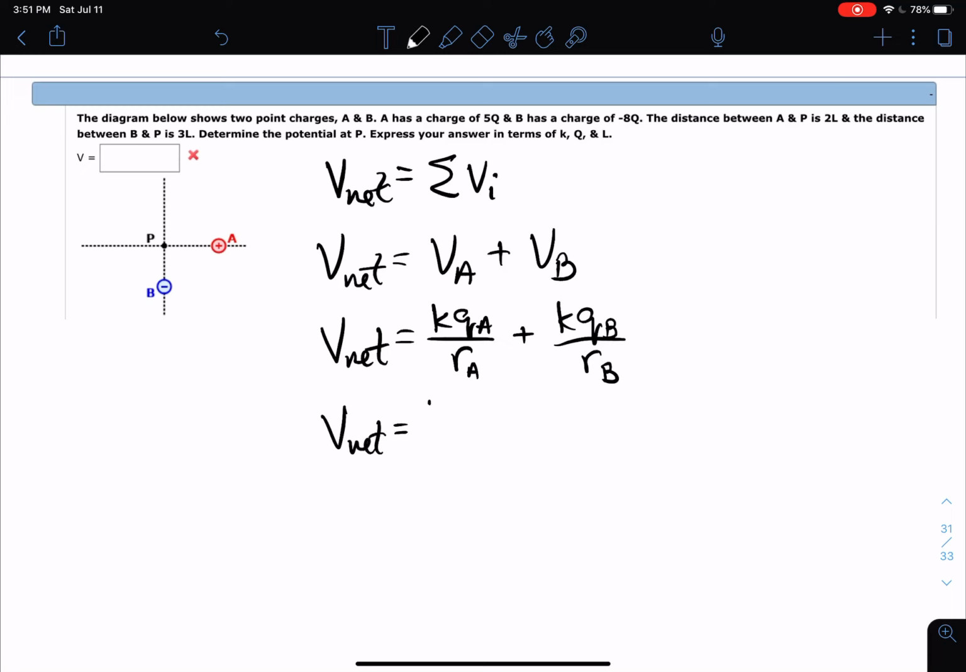Now I put in what I know. I know that the charge of particle A is 5Q, and I know that the distance from A to P is 2L. And I know that the charge on B is negative 8Q. And the distance between it and P is 3L.